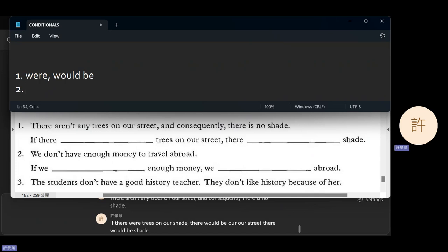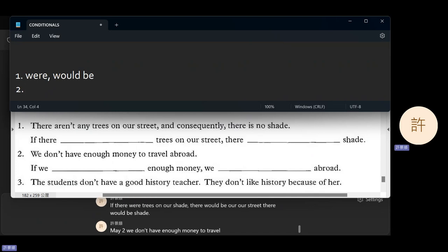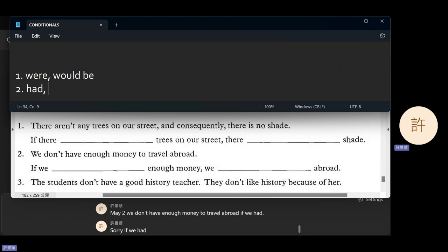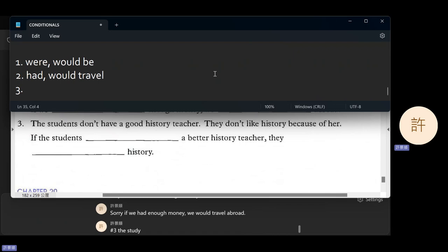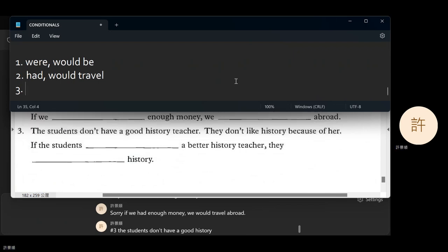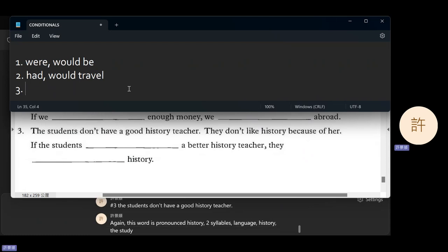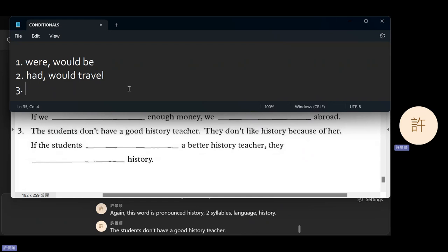Number two, we don't have enough money to travel abroad. If we had enough money, we would travel abroad. Number three, the students don't have a good history teacher. Again, this word is pronounced history. Two syllables, 两个音节, history. The students don't have a good history teacher. They don't like history because of her.